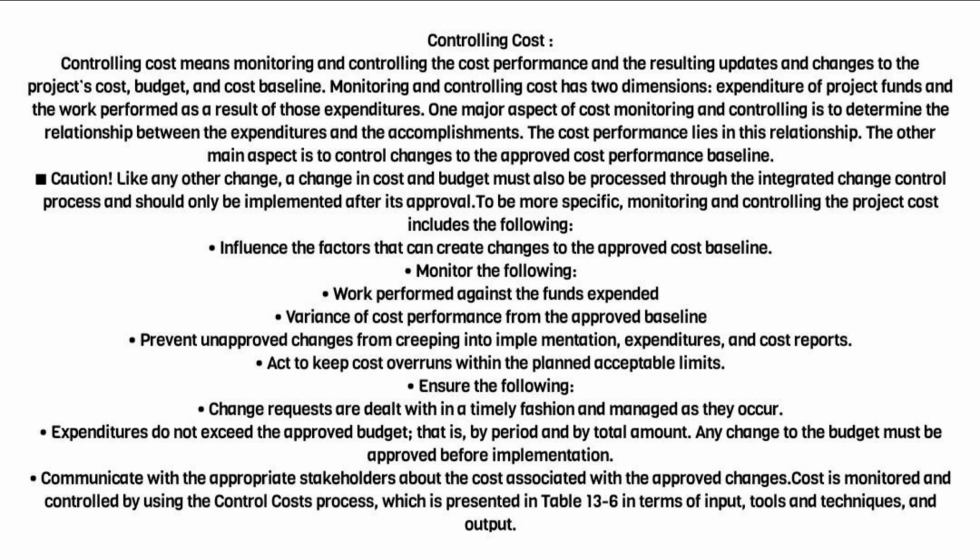Monitoring and controlling cost has two dimensions: expenditure of project funds and the work performed as a result of those expenditures. One major aspect of cost monitoring and controlling is to determine the relationship between the expenditures and the accomplishments. The cost performance lies in this relationship. The other main aspect is to control changes to the approved cost performance baseline.